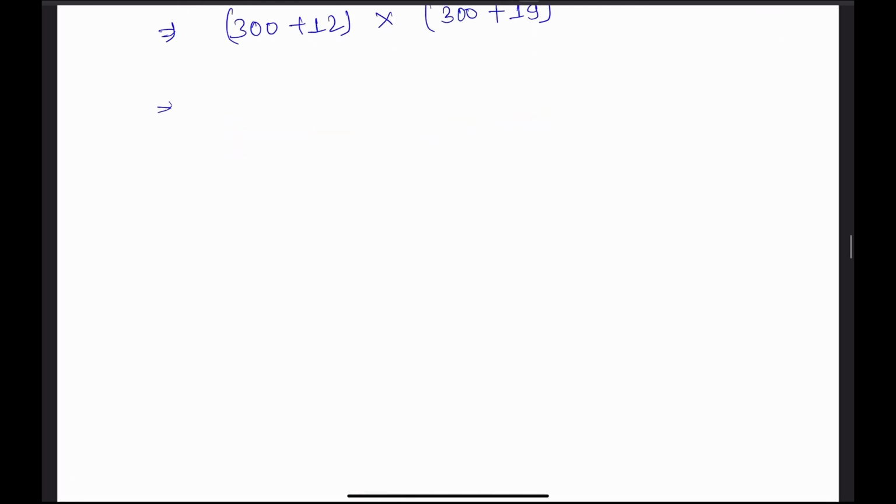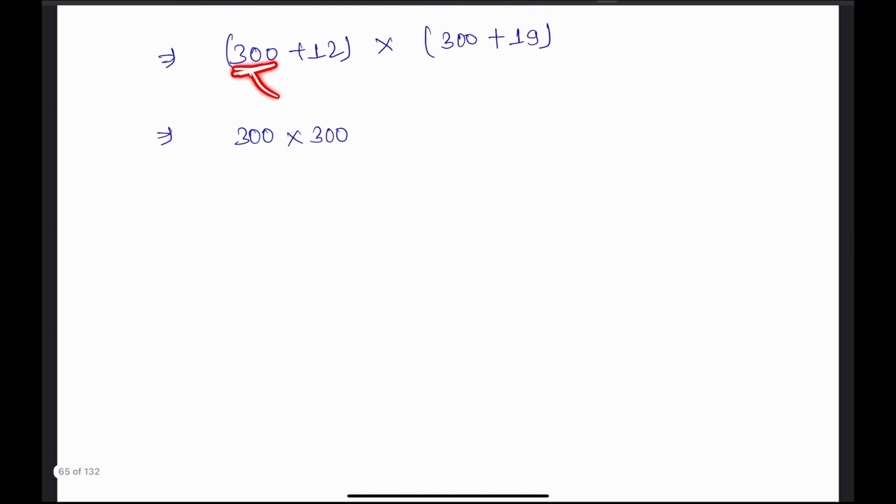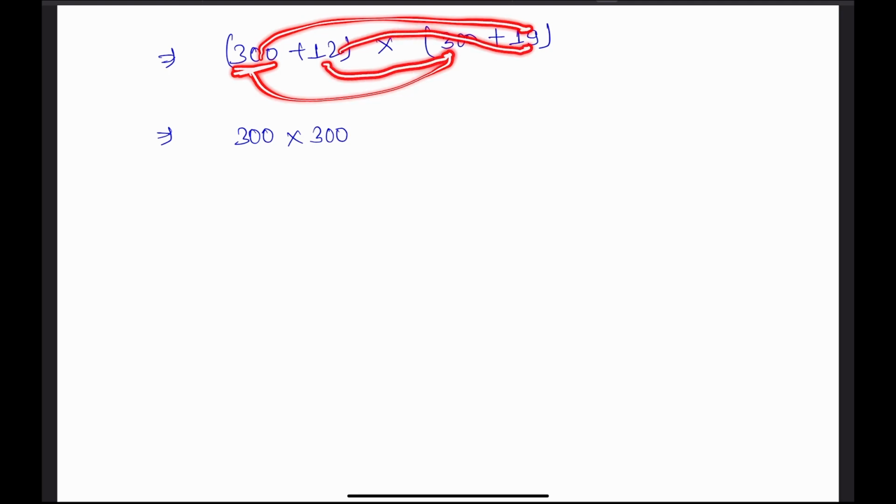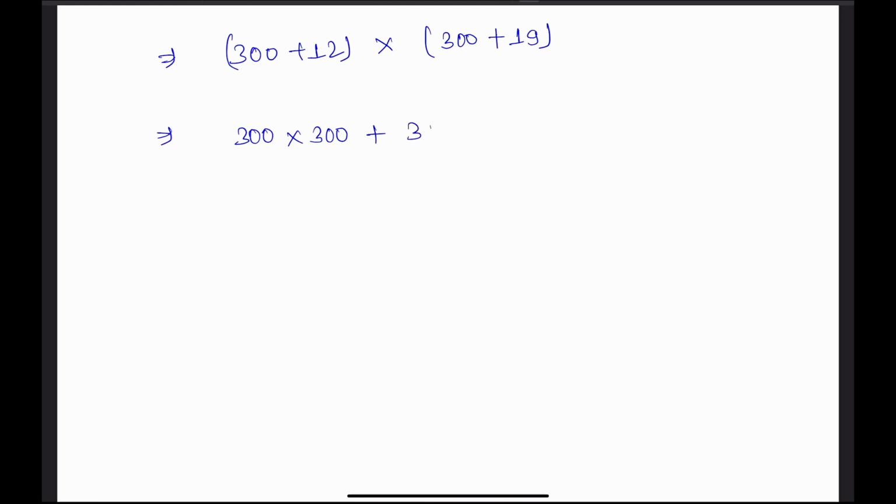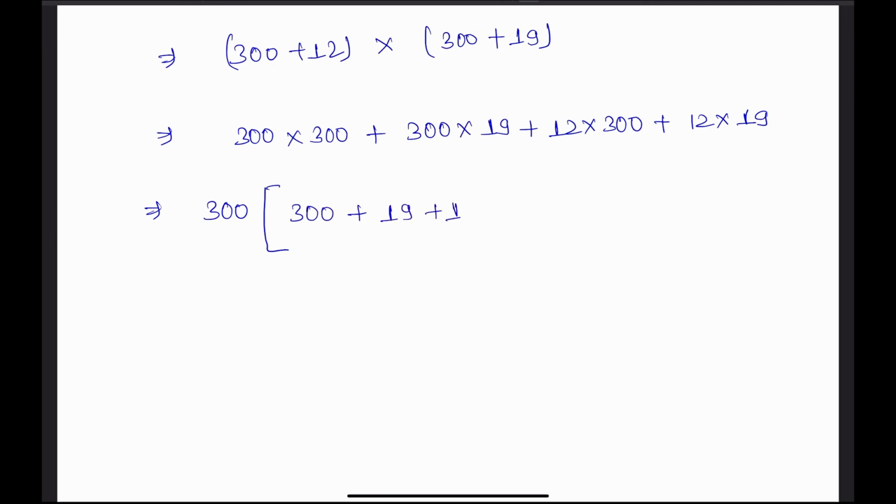So it will be 300 into 300, then 300 into 19, then 12 into 300 and 12 into 19. So plus 300 into 19, then plus 12 into 300, plus 12 into 19. Now we will sort out all the 300 parts. So what is going to happen is 300 times (300 plus 19 plus 12), plus 12 into 19.